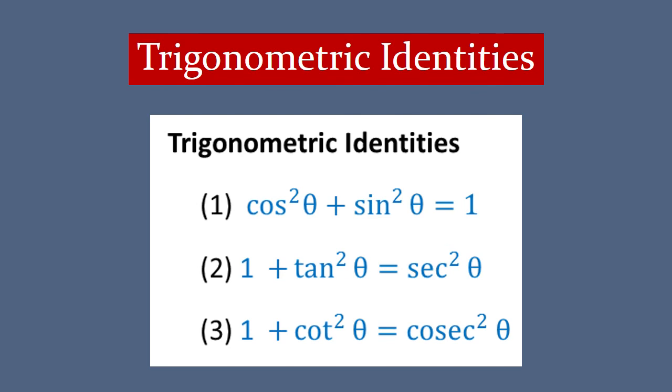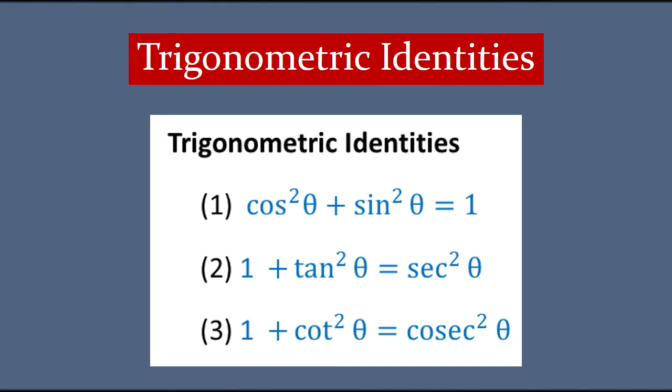Suppose you get 1 minus sine square theta, this means that 1 minus sine square theta is cos square theta. If you get sec square theta minus 1, then sec square theta minus 1 is nothing but tan square theta. So these identities we have to use as per the requirement of the sum.